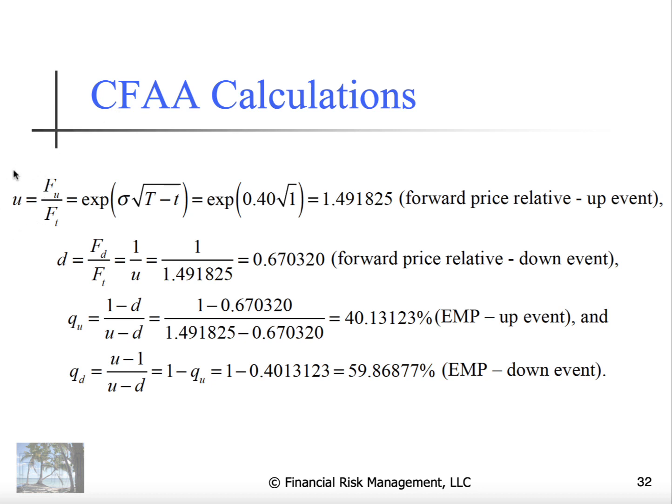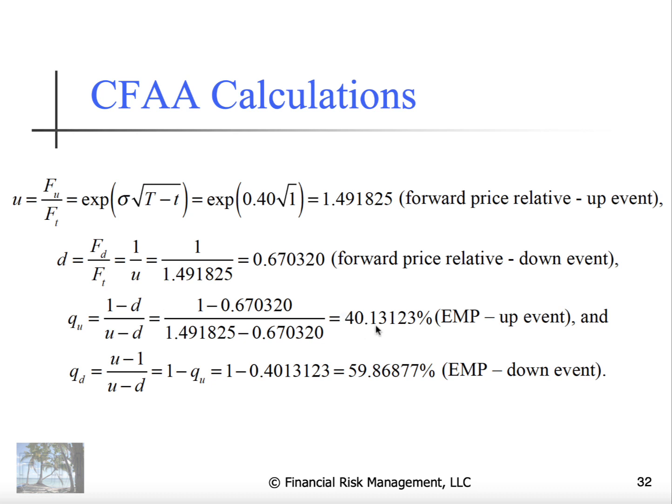U is simply the total return if up occurs. D is the total return if down occurs, or the price relative. And basically, it's what we apply to the futures price today to get the price if up occurs or the price if down occurs. And we have an objective way to assign probabilities.